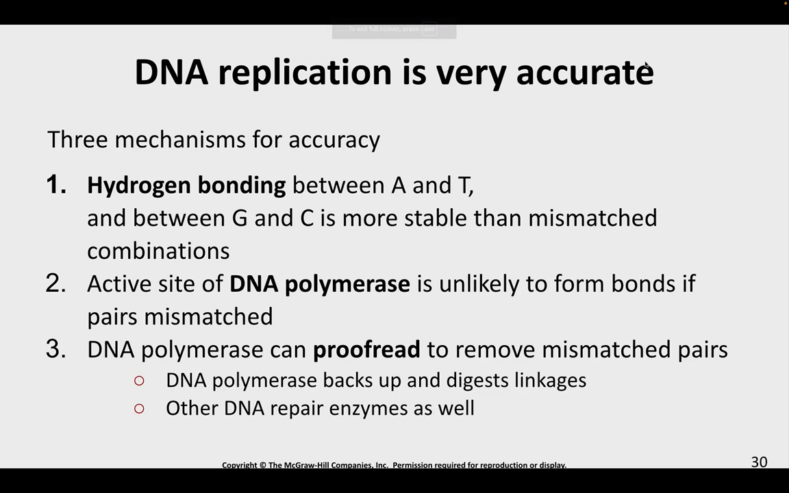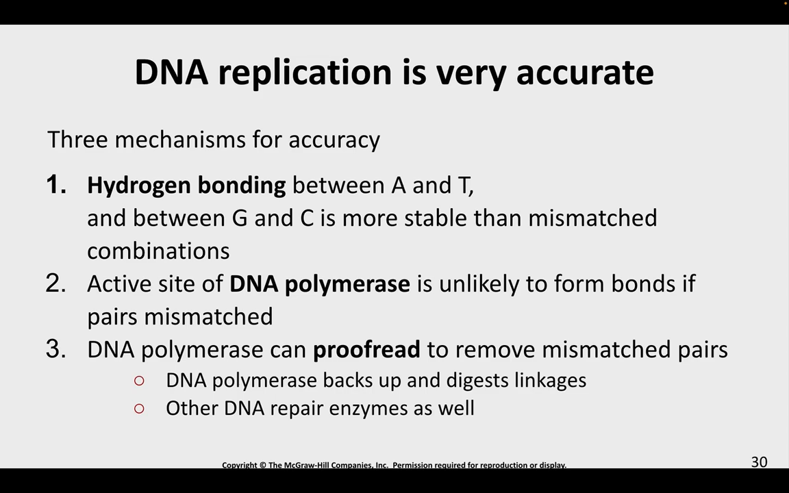So this replication process is very accurate, all right? And there are 3 different reasons behind this accuracy. One is simply the hydrogen bonding between A and T, and between G and C. When they're matched appropriately, those hydrogen bonds are more stable. If you match an A and a C together, those hydrogen bonds are less stable. And we like stability in our molecules, so they're always going to want to be stable.